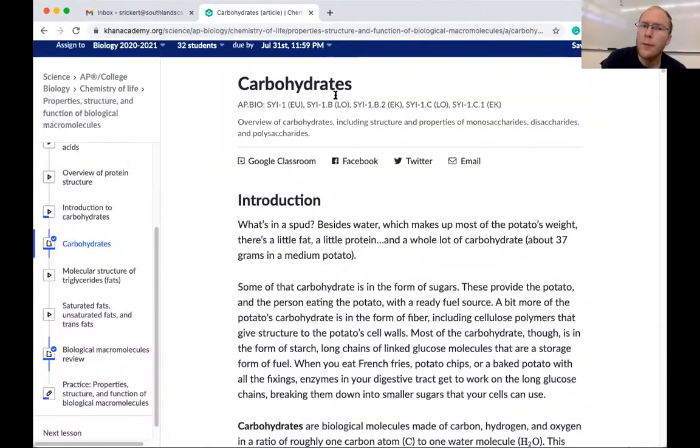When we talk about carbohydrates, this isn't greatly emphasized on the AP exam. However, you do need to know some important terms, just like always. You need to know the terms monosaccharide, disaccharide, polysaccharide, and what those mean with respect to the greater picture of monomers and polymers in our biomacromolecules. So let's give you an overview.